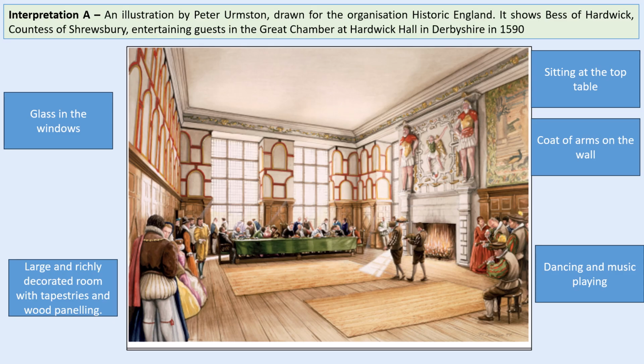These might be some of the things that you might see. The glass in the windows, probably remember Hardwick Hall, more glass than wall. A large and richly decorated room. We've got tapestries, we've got wood panelling. The fact that she's sitting at a top table, a coat of arms on the wall, there's dancing, there's music playing, for example. So this all creates that scene of showing off her wealth.